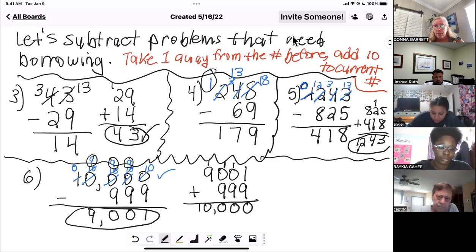So you see, you had to borrow all the way from the beginning. So you borrow all the way through. But again, it's the same thing every time. You take 1 away and add 10 to the one before. Take 1 away, add 10 to the one before, all the way through.